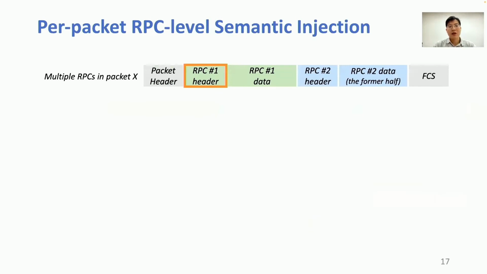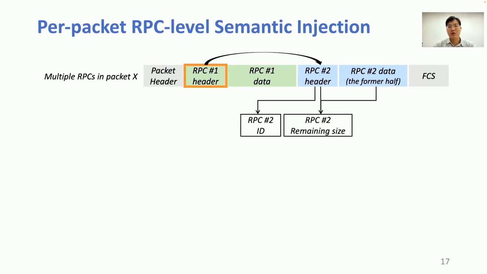To address this challenge, we propose per packet RPC-level semantic injection. For the packet X, the ID of RPC1 can be easily obtained. The ID of RPC2 can be derived by taking the length of RPC1 as offset. Then we record the ID and the remaining size of RPC2.